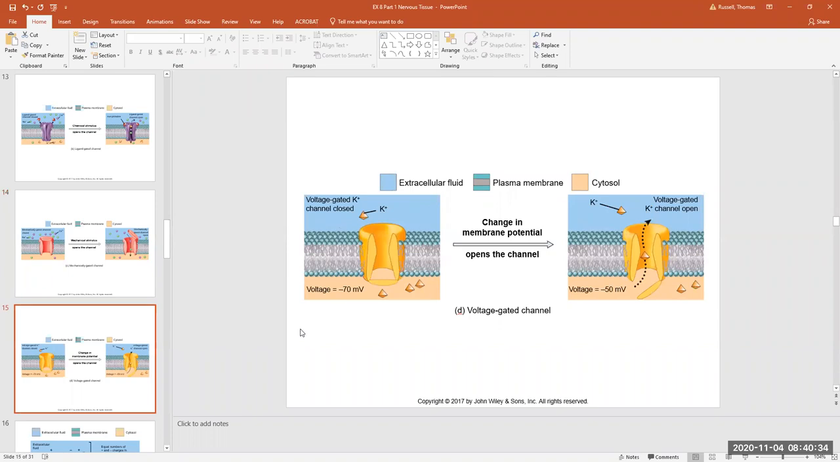And I'm going to tell you the significance of the ion movement in a second. The last type of channel that we have to deal with is a voltage gated channel. These are gated channels, still have a gate on them, closed states, open states, right? If it's closed, nothing can move through it. If it opens, something can move through it.